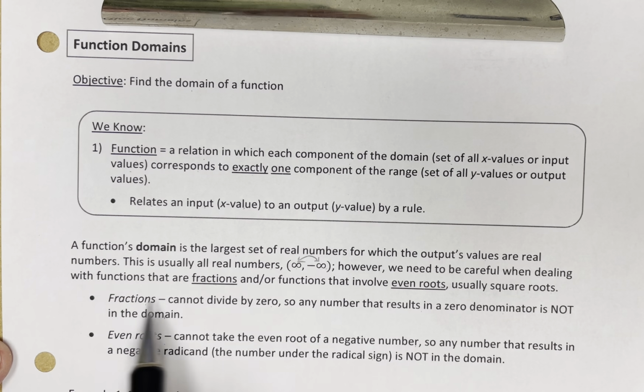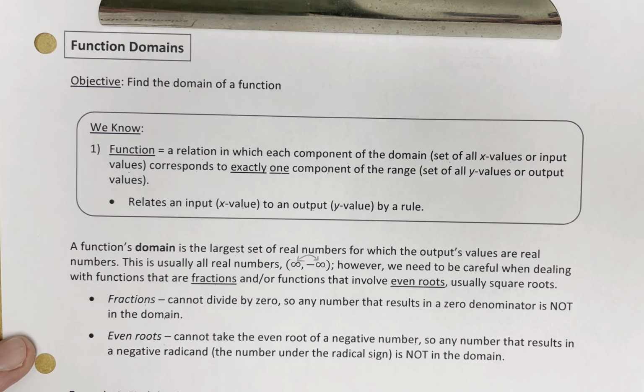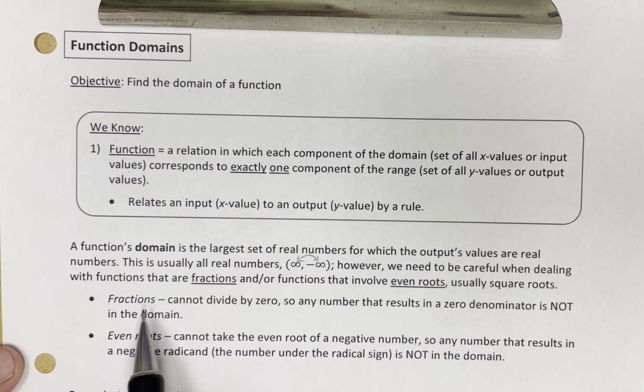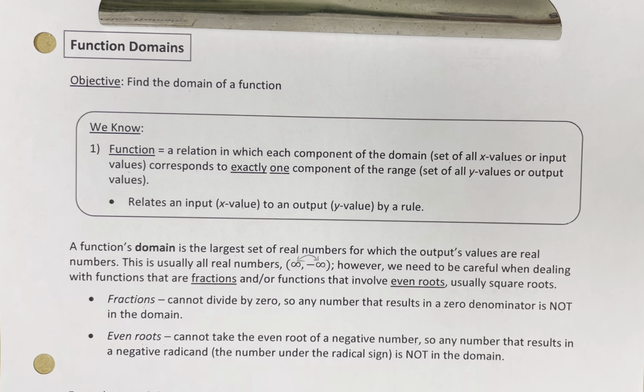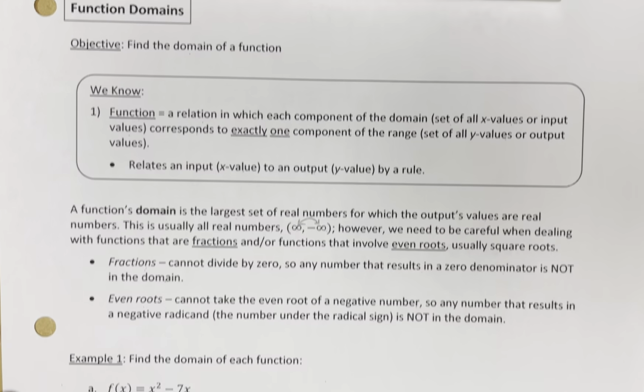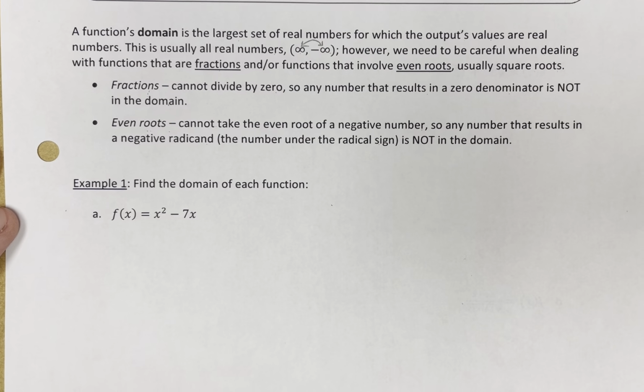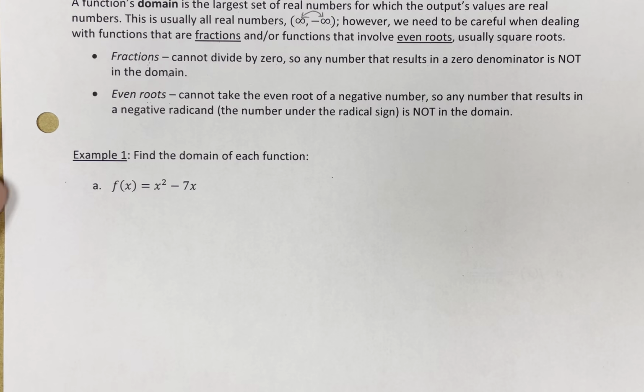We're starting off saying the domain is going to be all real numbers. However, we want to keep an eye out for a fraction or an even root, because these might restrict our domain. They may eliminate some possibilities that can go into the function. Let's take a look at some examples and see how this works.